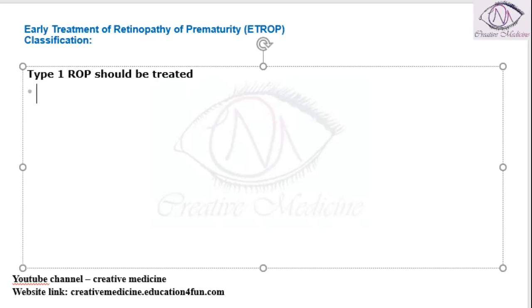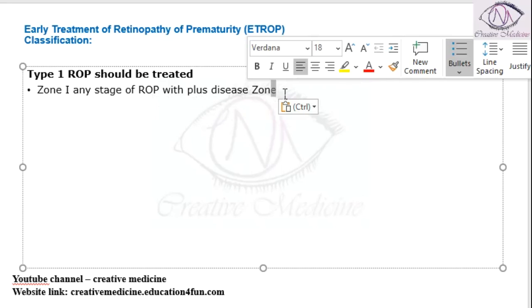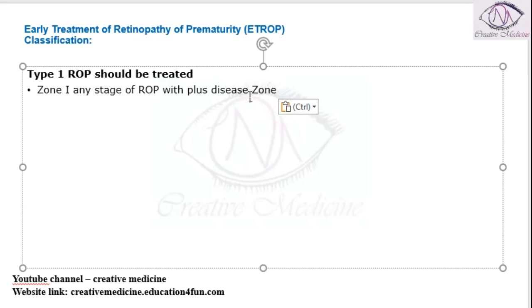What is type 1 retinopathy of prematurity? Type 1 retinopathy of prematurity means zone 1 with any stage of retinopathy of prematurity with a plus disease. Plus disease means having arteriolar and venous dilatation. Then we have zone 1.